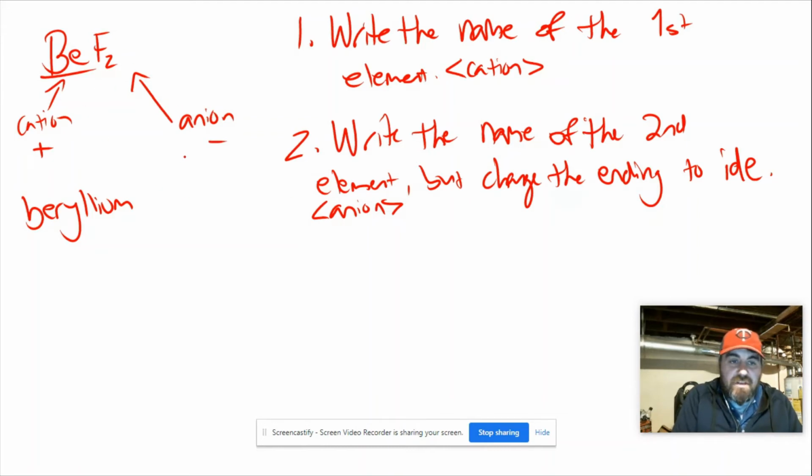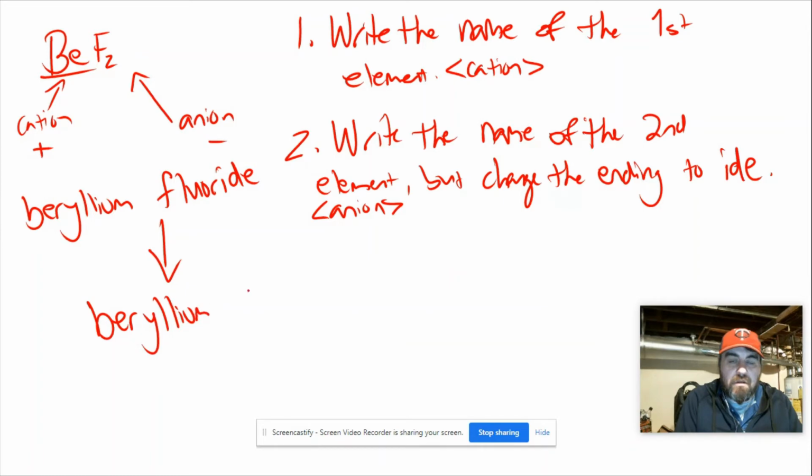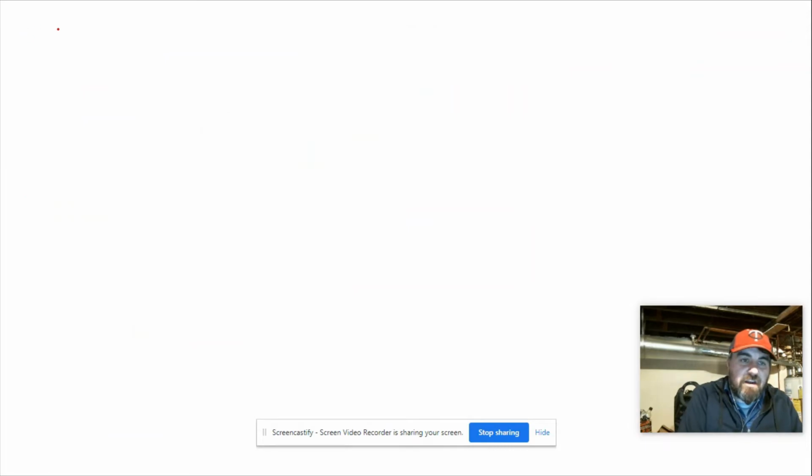So for this one, it is fluorine. But we're going to change the ending to IDE. So the name of our compound then is beryllium fluoride. That's it. That's all that this takes, okay? Let's do a couple of practice problems. Write these down. Don't just sit there.